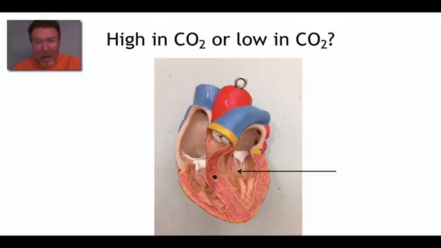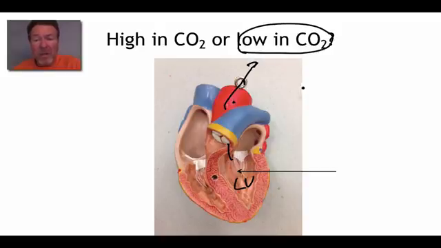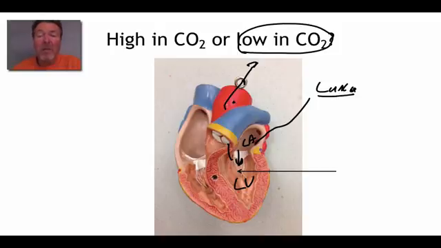Is this one high in carbon dioxide, low in carbon dioxide? Well, this is the left ventricle. Okay. So it's going to be pumping blood to the body. Well, the body needs oxygenated blood, and it's going to go through this red aorta here. So it's going to be really low in carbon dioxide because it just came from the lungs and passed into the left atrium through the left ventricle, and it's gotten rid of all the carbon dioxide in the lungs. It's gotten rid of the carbon dioxide and it's picked up the oxygen. So blood that's here is going to be low in carbon dioxide and high in oxygen.